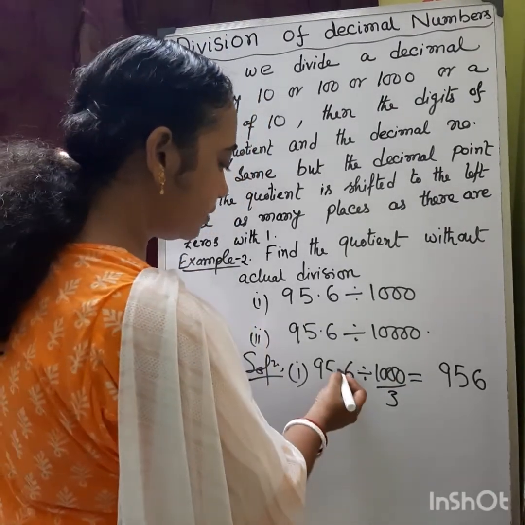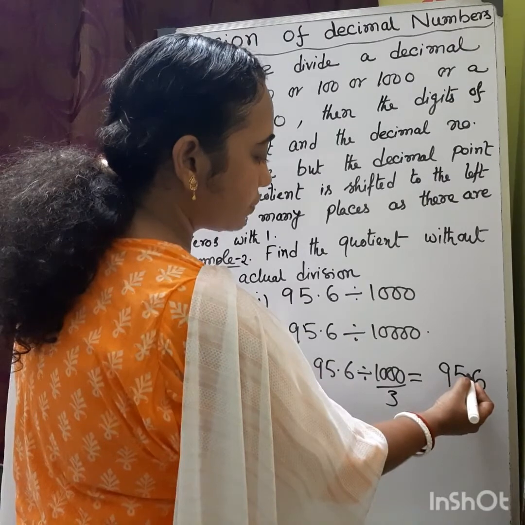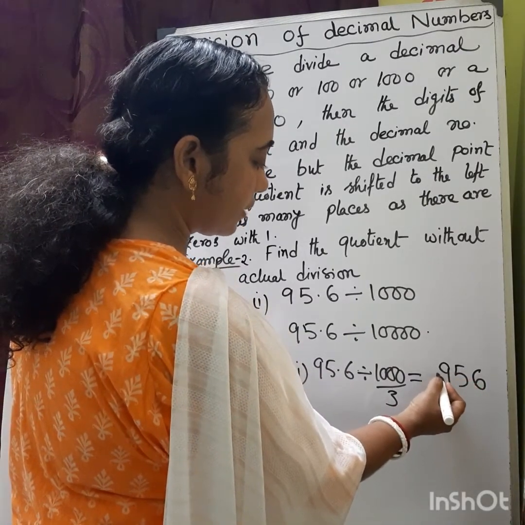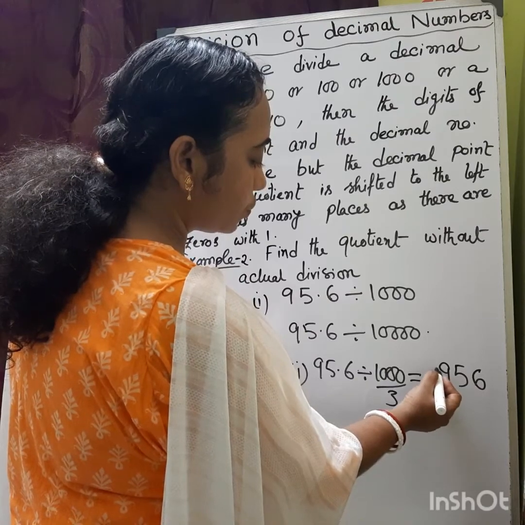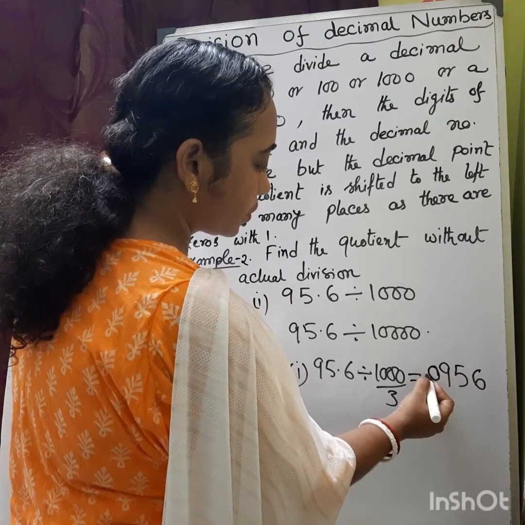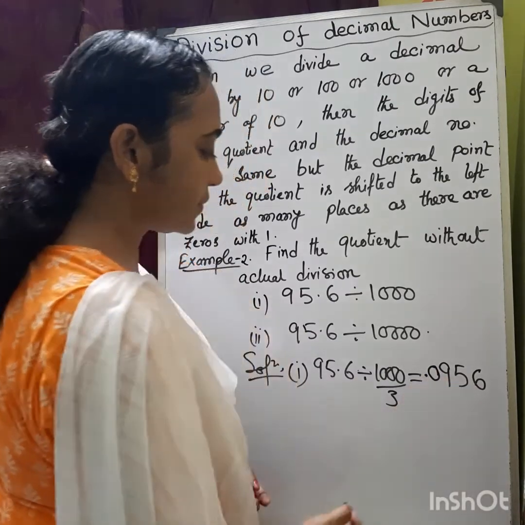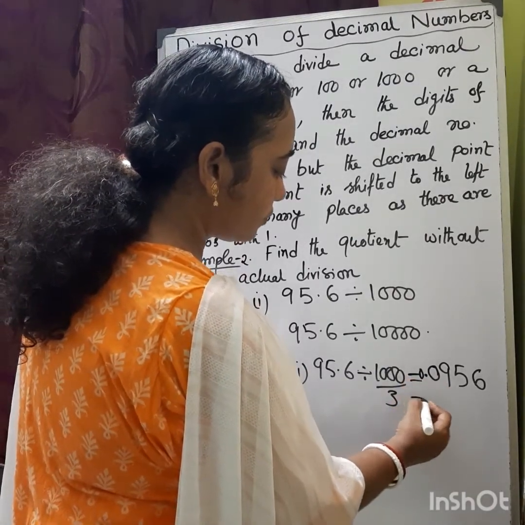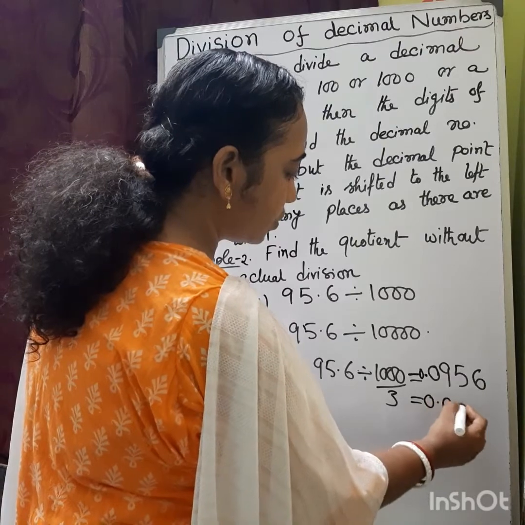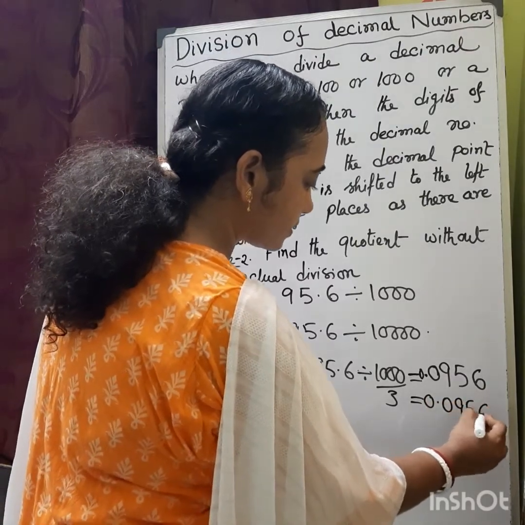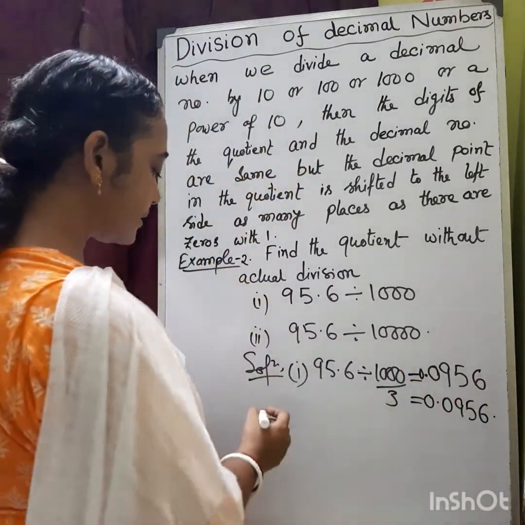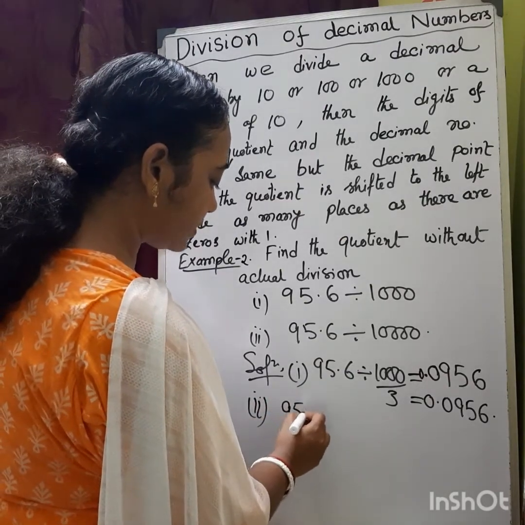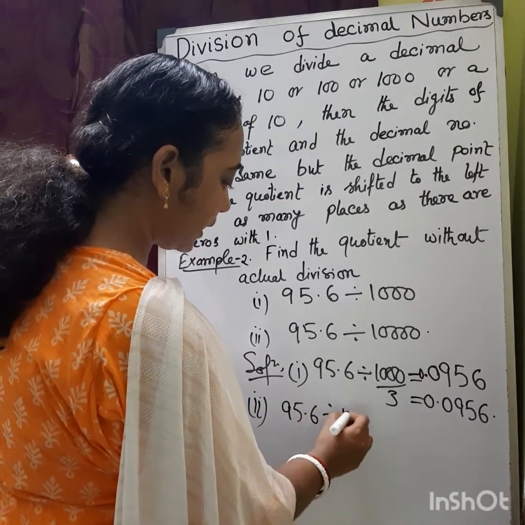So from here we will move. 1, 2, as there is no digit left here, in that case we put 1 zero, then we put the decimal point. After that we can put 1 more 0. So the answer will be 0.0956.